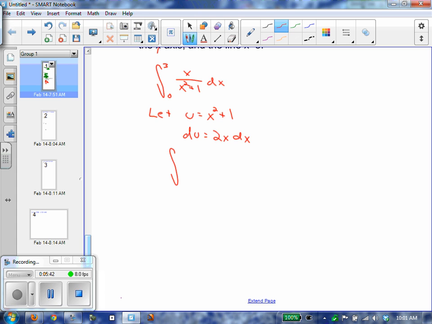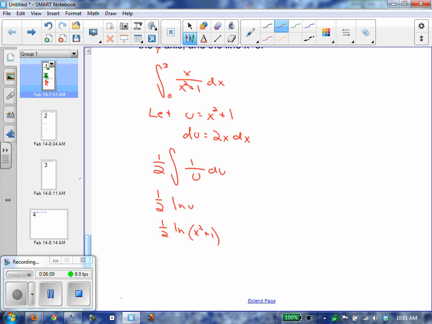So I've got the integral of 1 over u du, and the du takes care of the x, and the dx introduced a 2, so I got to compensate. So I got 1/2 times the integral of that, which is natural log of u. I almost wrote plus C, but this one's a definite integral, so I got to plug the u back in, which is really x squared plus 1. So 1/2 natural log of x squared plus 1.